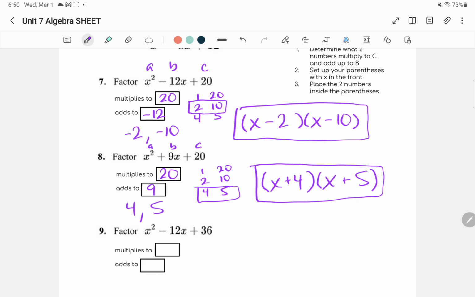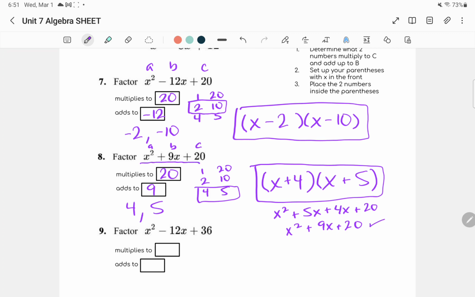So let's say I want to double check my answer. Let's use FOIL to double check. X times x is x squared. That's first. Then outside is x times 5, which is 5x. Inside is 4 times x, which is 4x. And last is 4 times 5, which is 20. So x squared plus 9x plus 20. If I get my original one right here, that means I must be correct.